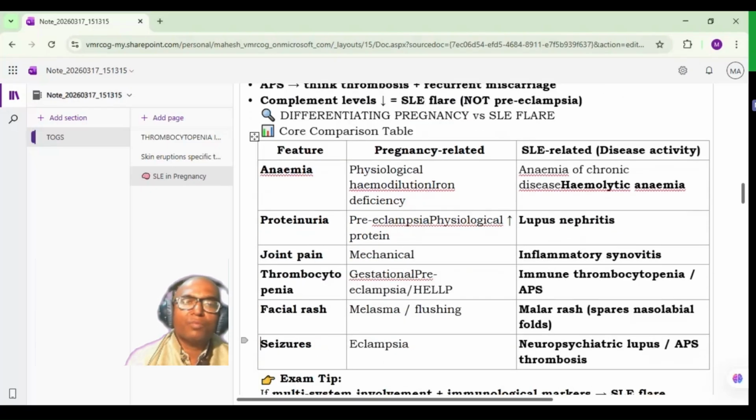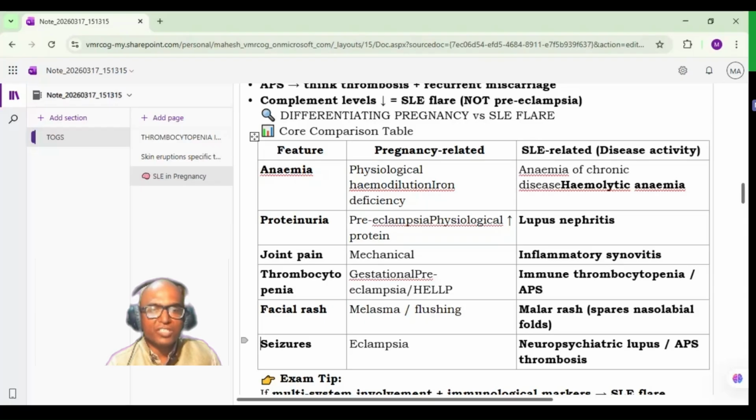Okay, now differentiating pregnancy versus SLE flare. Okay, normal pregnancy related, there can be anemia, proteinuria, joint pain, thrombocytopenia, facial rash, and seizures. So this can also happen in the SLE, but the pathophysiology will be different. In anemia, there is a physiological hemodilution leading to the anemia, and there can be iron deficiency anemia also. While in SLE, it is the anemia of chronic disease, or it can be hemolytic anemia. Okay. In proteinuria, it may be because of preeclampsia or physiological proteinuria, and in SLE it is because of the lupus nephritis. Joint pain is mechanical in normal pregnancy, while it is because of the inflammatory synovitis in SLE.